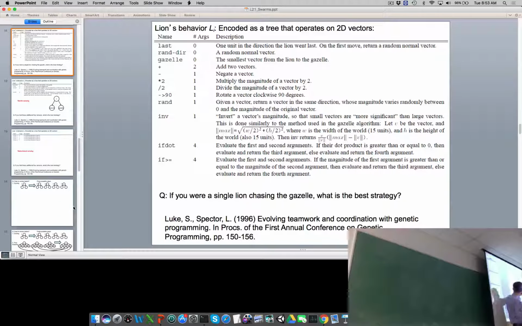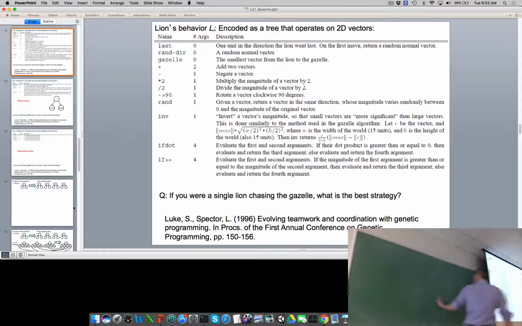This one takes 4 subtrees. Remember that each of the 4 subtrees at every time step are returning a vector. So we take the dot product of the vectors returned by the first and second subtree. And if the dot product of those 2 vectors is greater than 0, we return the vector returned by the third tree. If the dot product is less than 0, then we return the vector returned by the 4th subtree.